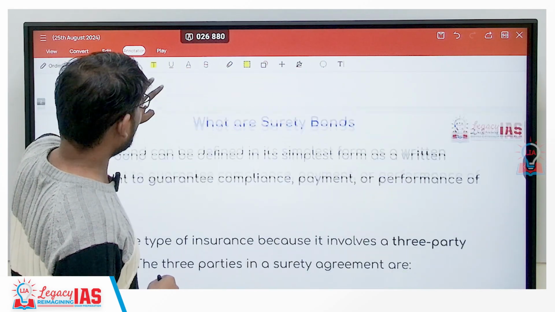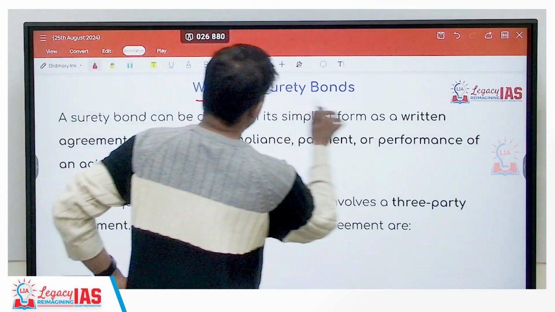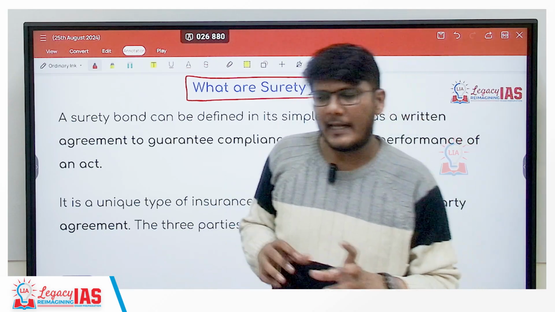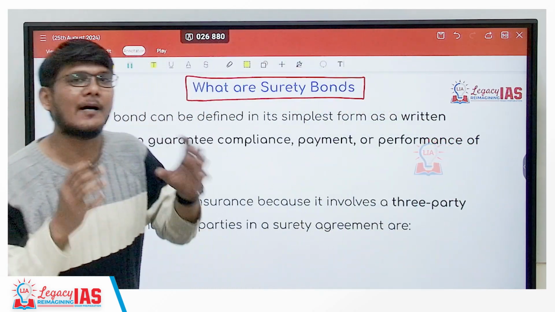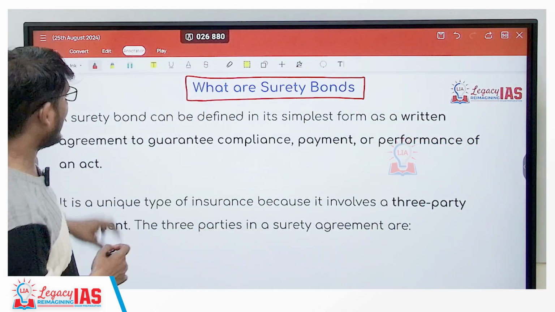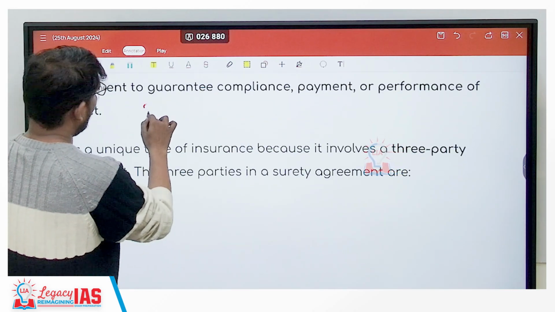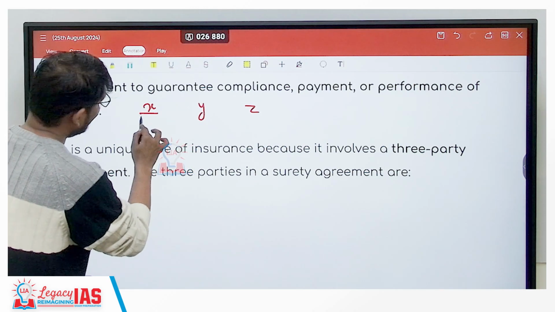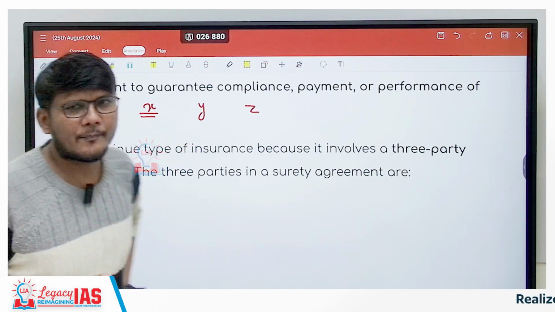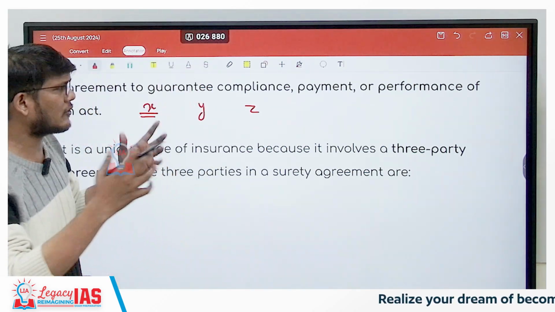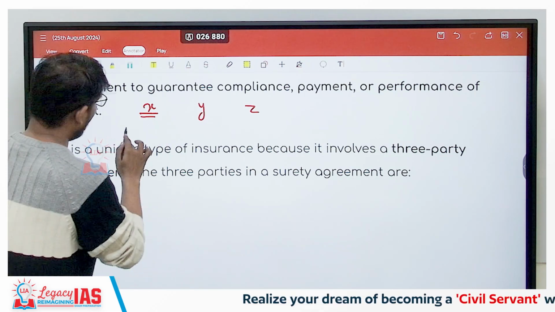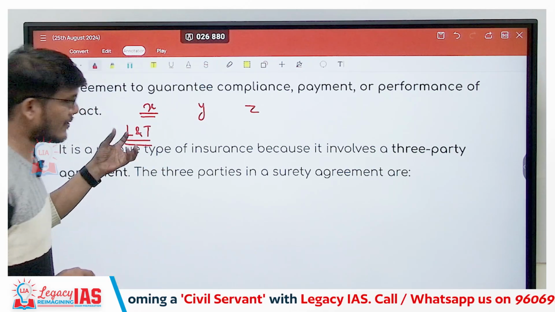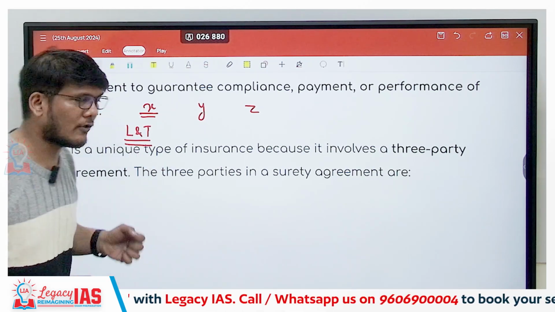All right, having said that, let us look at what surety bonds actually are. So let's understand with the help of an example. Okay, so for example, there are three parties, let's say X, Y and Z. Now party X is, let's say, a contractor. For example, you have construction companies like L&T, which is nothing but a contractor company. So let's take an example of L&T. This is just for understanding purposes, not a real-time example or real-life example.